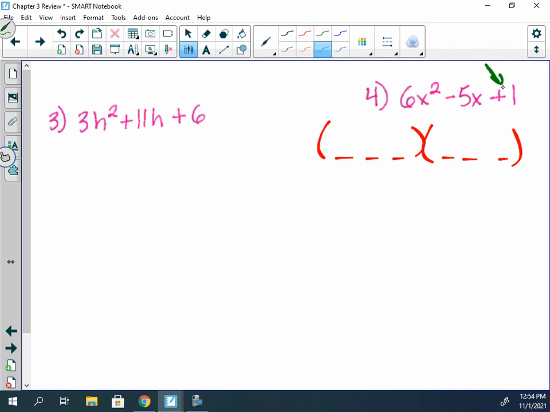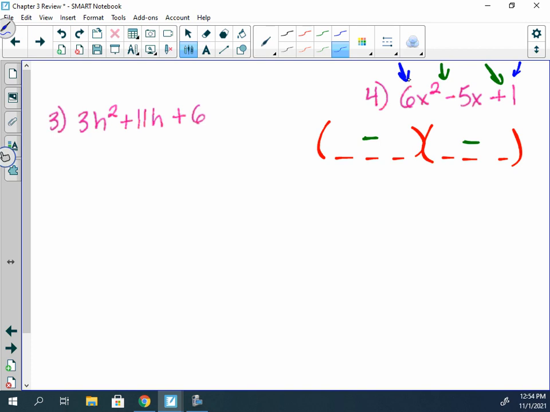And the next part is going to be to find the sign that goes in the parentheses. So we look at the third term. If the third term is positive, the signs are the same and they match the sign of the middle term. If the third term is negative, our signs are opposite. Here, the third term is positive, so the signs are the same and they match the sign of the middle term, which is negative and negative. From here, we need to find the factors of the first and third term.